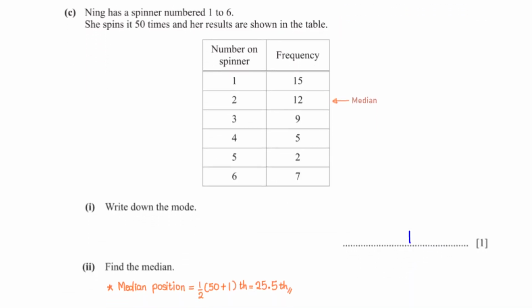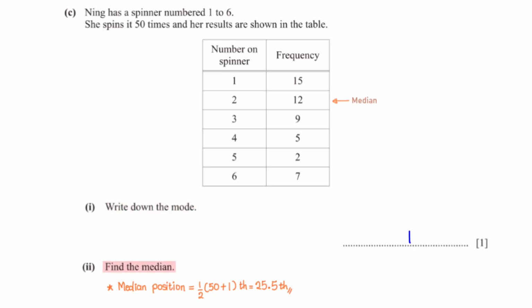Ning has a spinner numbered 1 to 6. She spins it 50 times and her results are shown in the table. Write down the mode. The mode is the number with the highest frequency. The highest frequency is 15. The number with this frequency is 1.